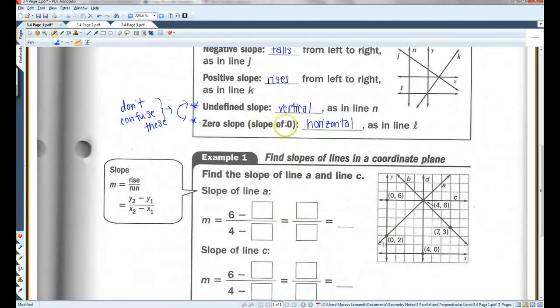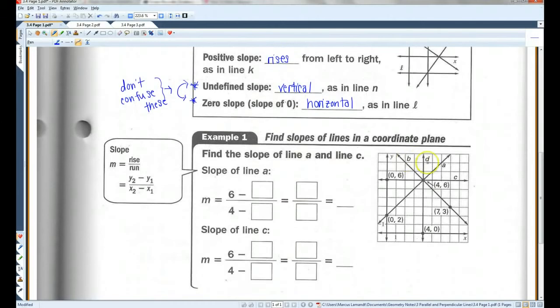Alright, for example, find the slope of line A and line C. Let's take a look at line A. First thing you want to do, you want to pick 2 points on this line. We could pick this one and this one. Both of these are on line A. The rise would be the y values, 6 and 2. So I'm going to have 6 minus 2. And the run would be the x values. So I've got 4 and 0. 4 minus 0. 6 minus 2 is 4. 4 minus 0 is 4. 4 divided by 4 is 1. So the slope is 1.